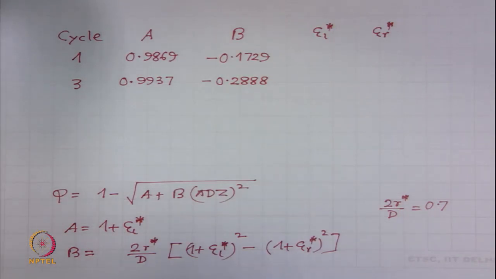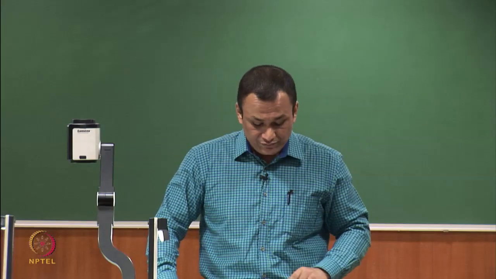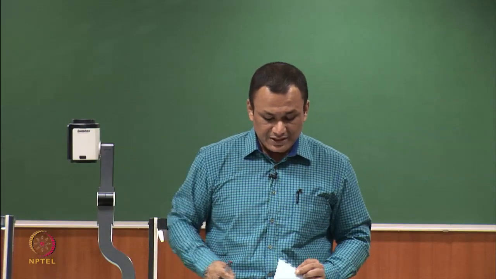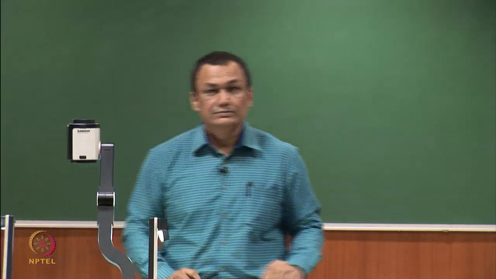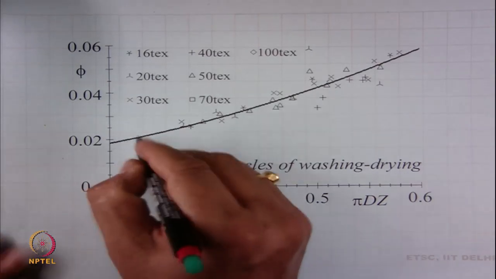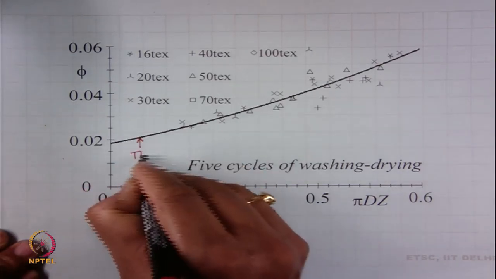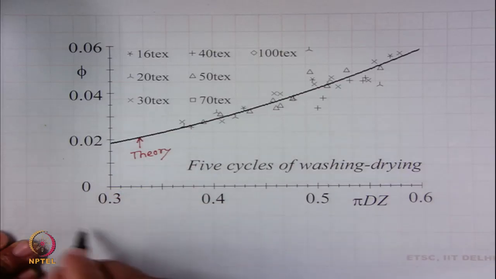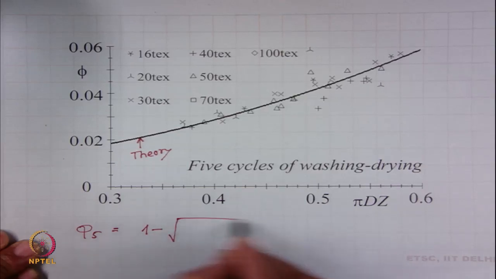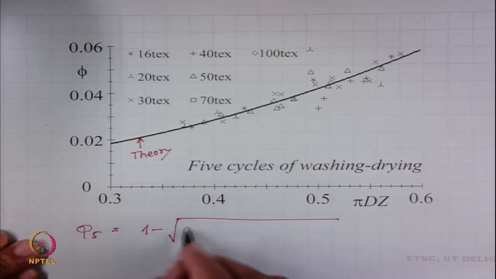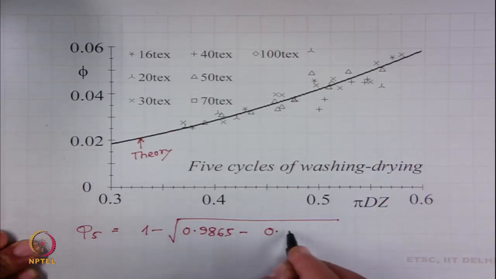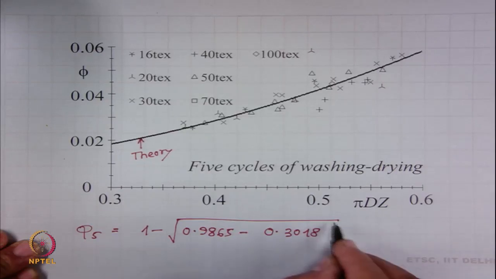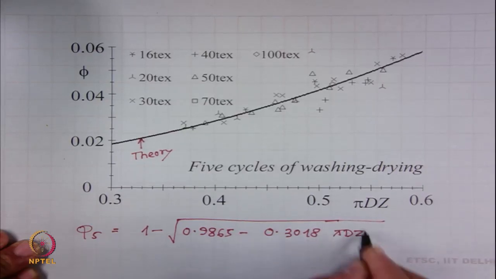Similarly, we measured yarn shrinkage after 5 cycles of washing and drying, and after 5 cycles of washing and drying we obtained this result. Similarly, this comes from theory. After 5 cycles we obtained 1 minus root over 0.9865 minus 0.3018 pi dz square.